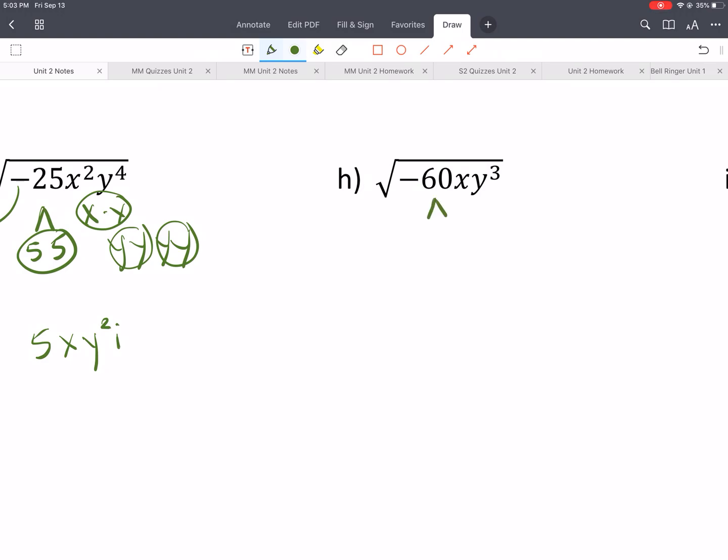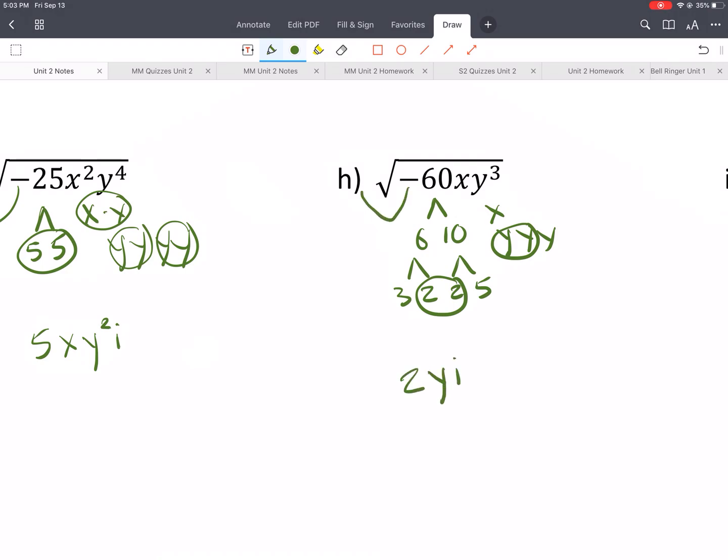This one, we could do 6 and 10. We could do 3 and 2, and 2 and 5. A group of 2 will come out. We can't make a group of x, but we can make one group of y. So we'll have 2yi, negative will come out, square root of 3 times 5. We have 3 and 5, so that would give us 15x.